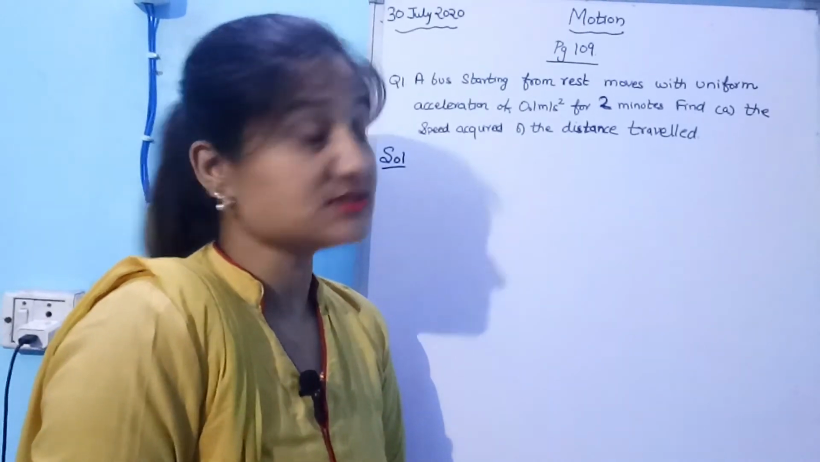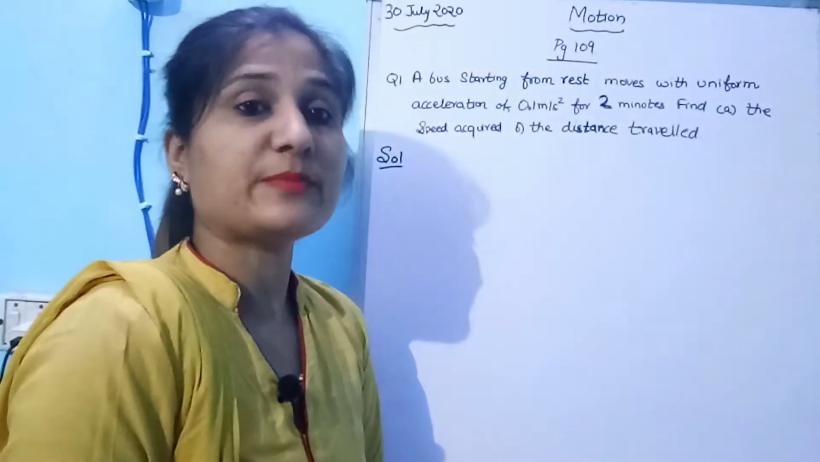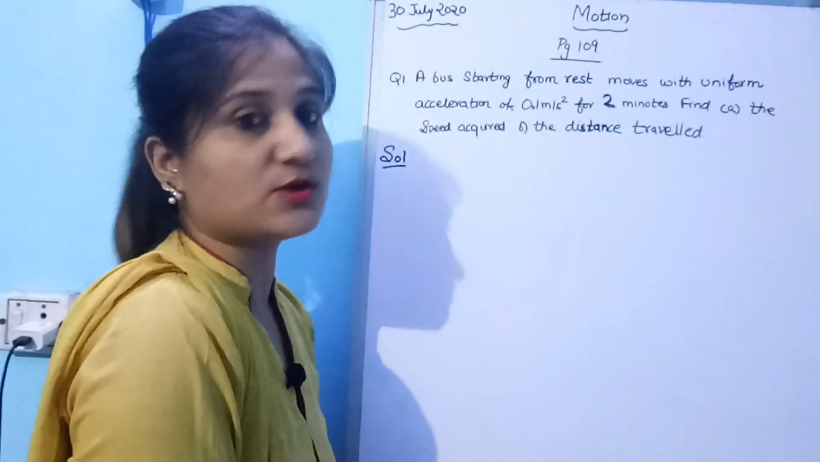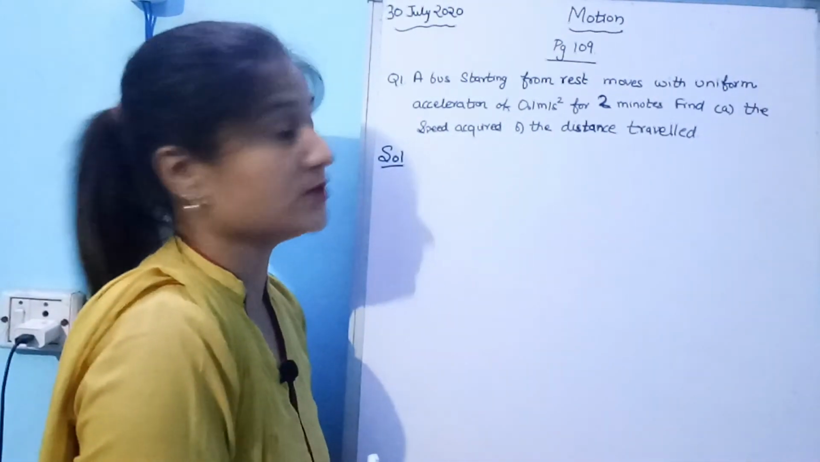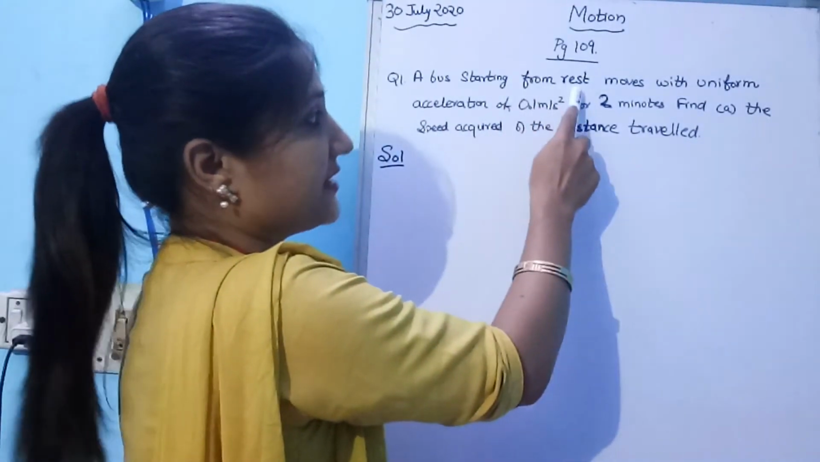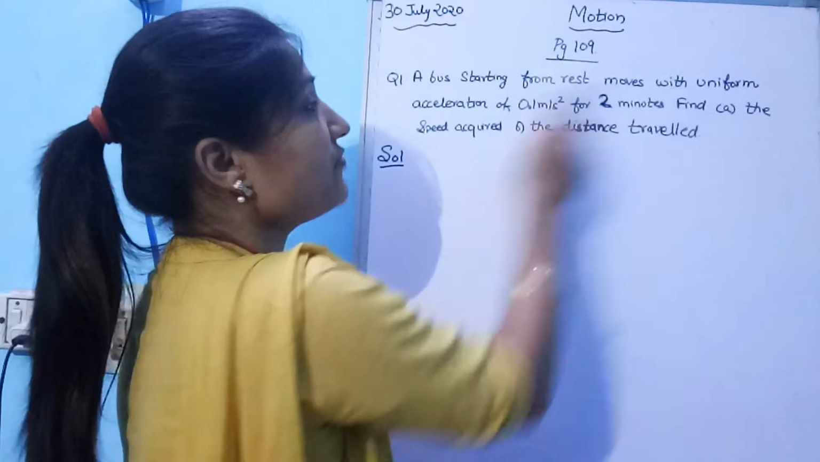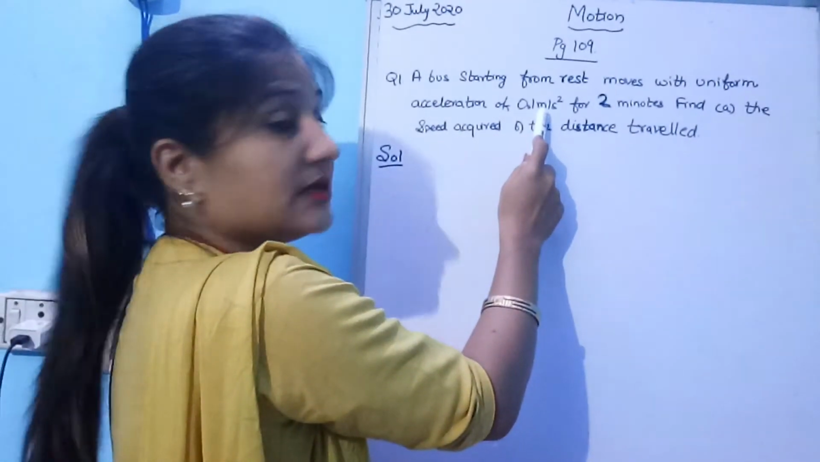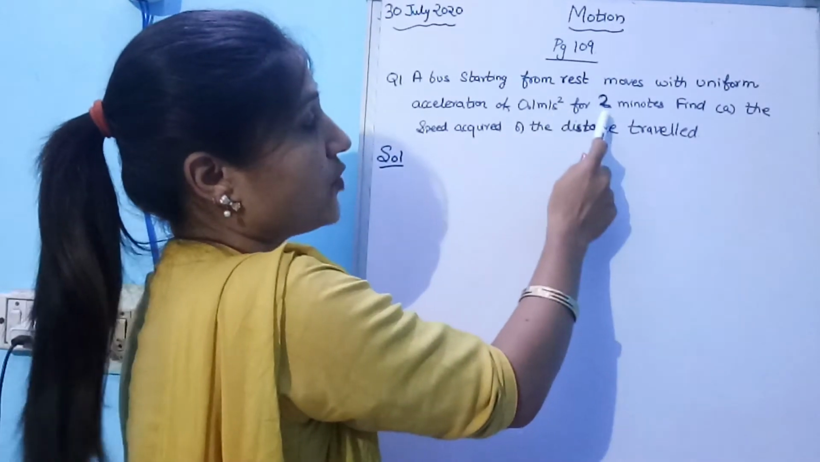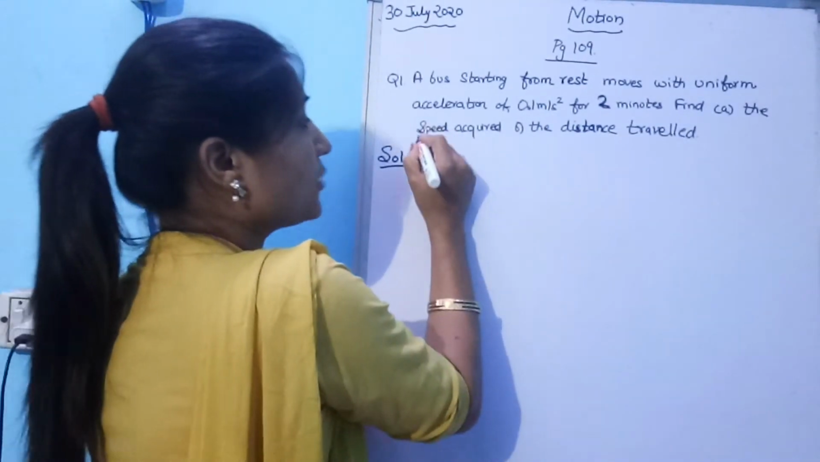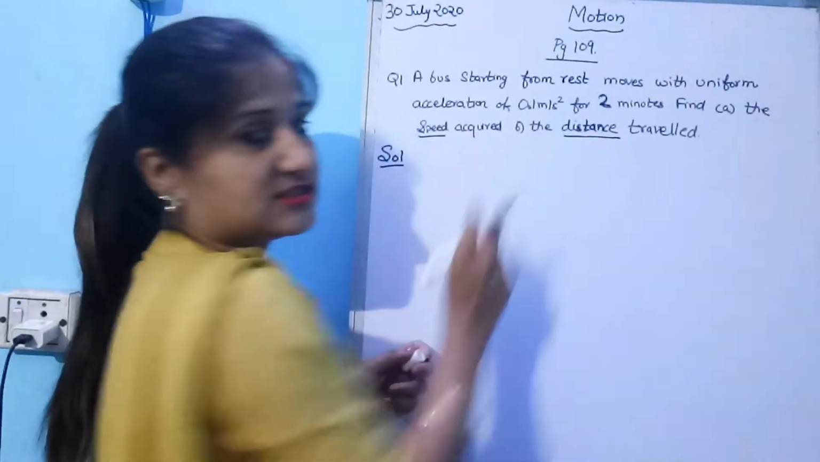Good morning students. So we are doing chapter number 8, Motion, and today we will discuss the question answers of page number 109. So question number 1: a bus starting from rest moves with a uniform acceleration of 0.1 meter per second square for 2 minutes. You have to find first the speed acquired and the distance traveled.